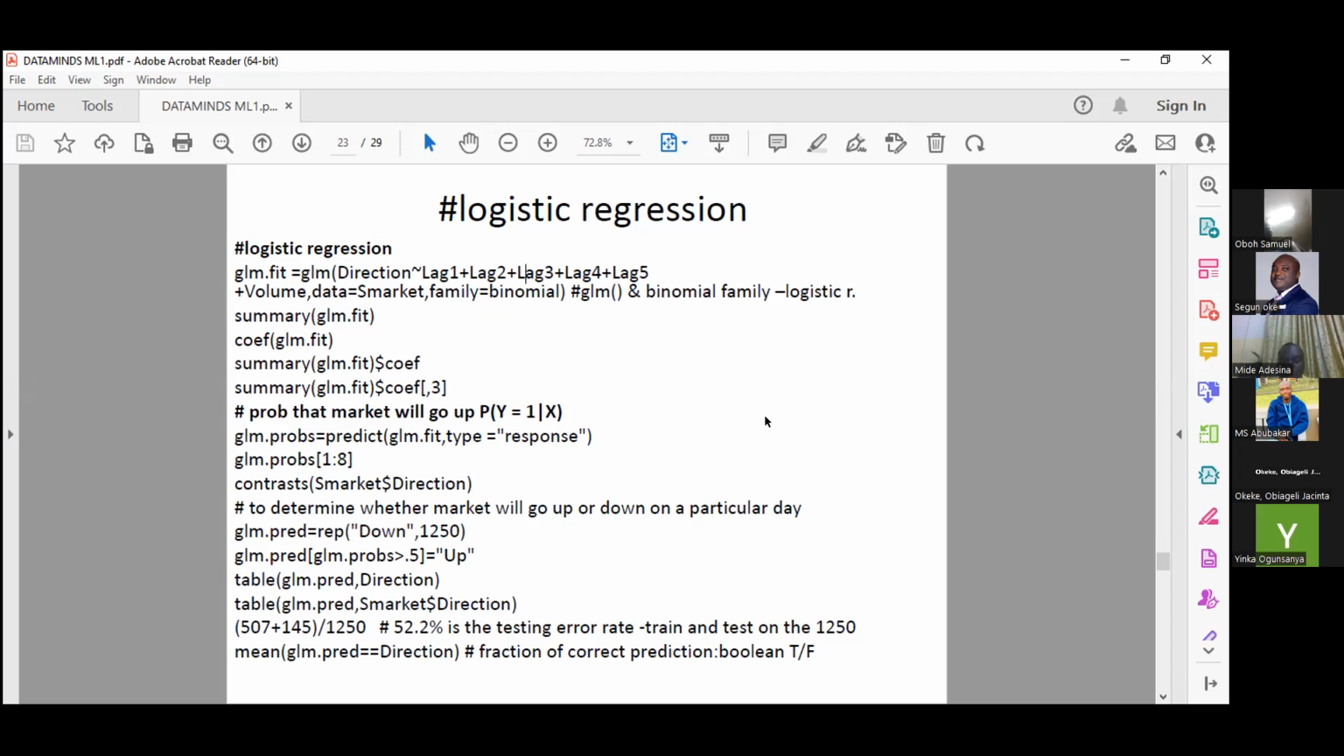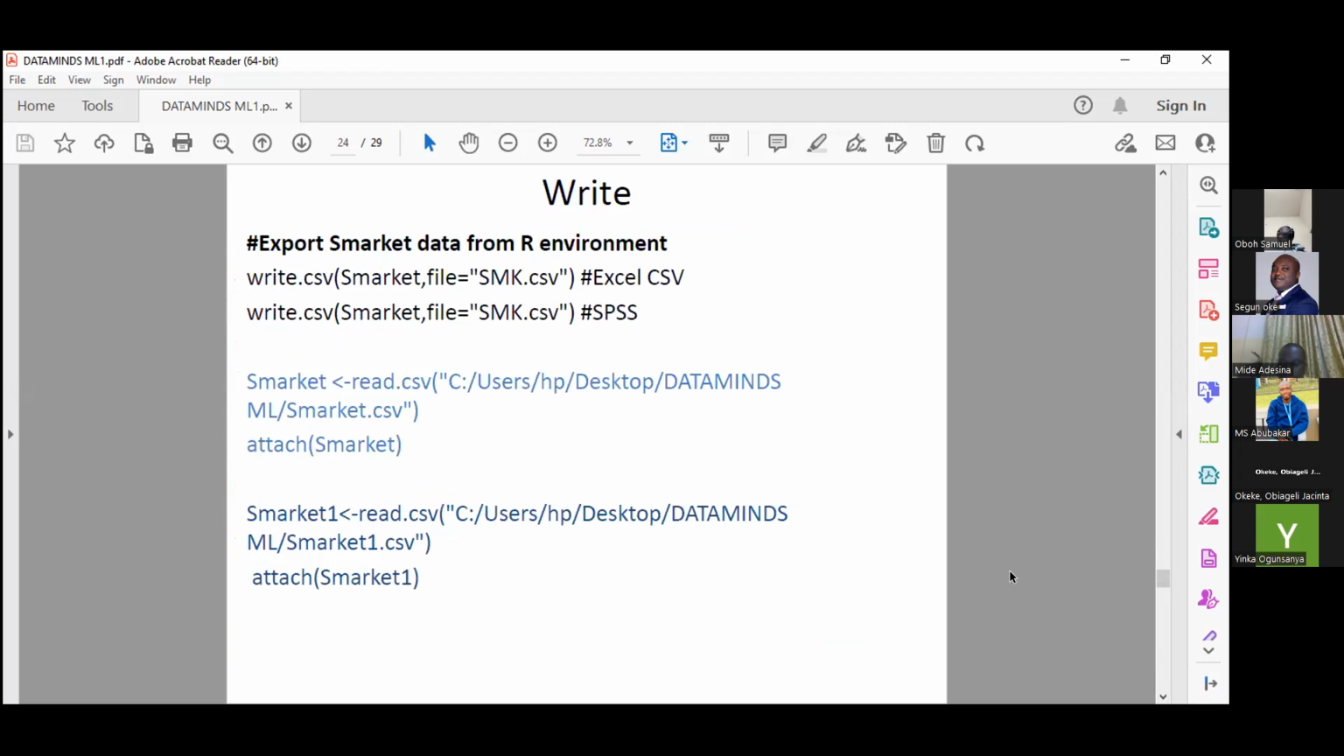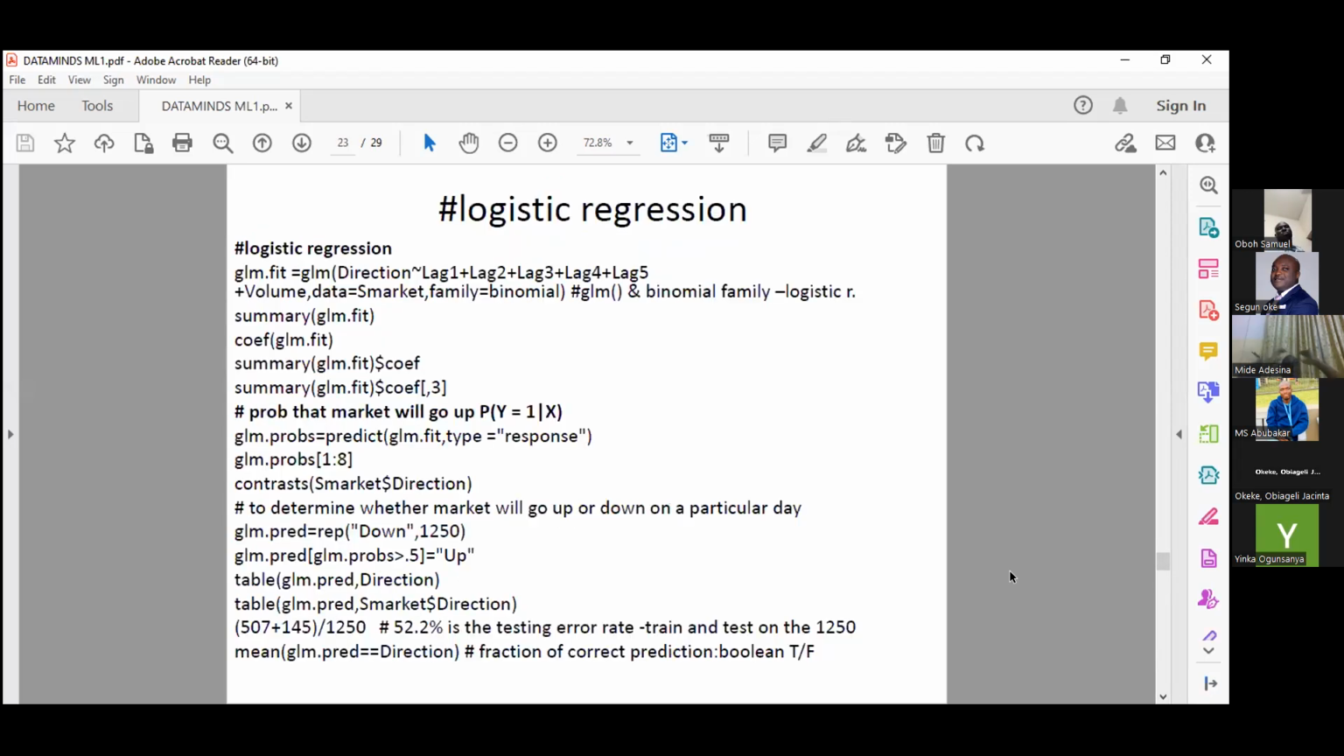So we now look at our mean, the fraction for whether true or false. You can remember that in the second R lecture, we talked about Boolean, true or false, and the double equality. So that is what it actually stands for.